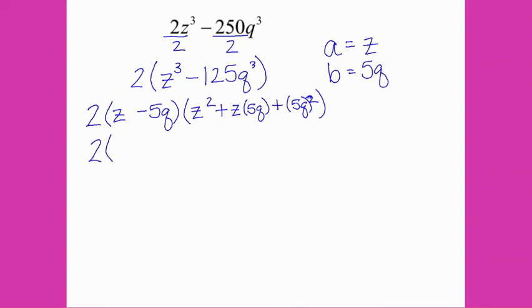Bring it down again. Our first parenthesis, there's nothing to simplify. In our second parenthesis, we'll keep the z squared, then plus, we have z times 5q. We're going to write 5zq. The order you write the letters doesn't really matter. Usually we do alphabetical order. I'm just doing it in the same order that they were in the parentheses. Plus 5 squared is 25, and q squared.